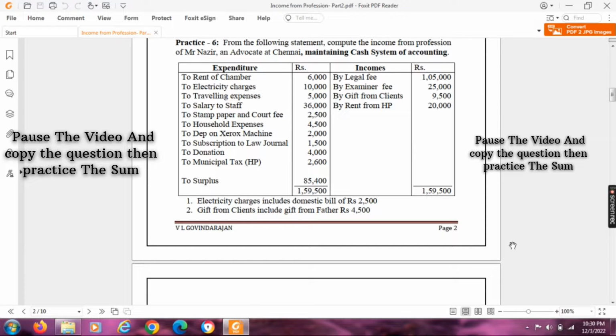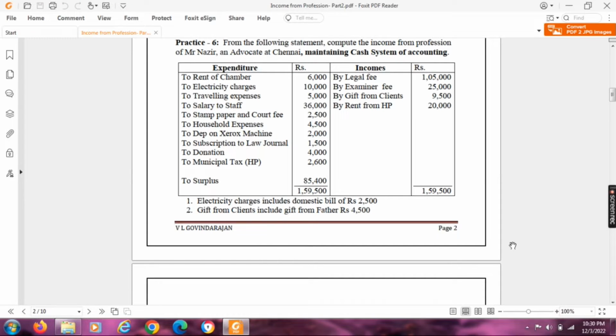Any information about the stock, opening stock and closing stock, should be ignored if the information is not given. Maintaining the cash system of accounting means opening stock and closing stock will be adjusted with the purchases of any stationery item because he is an advocate. Not medicine; medicine is applicable only for doctors. But for advocates, we can adjust opening stock and closing stock with stationery or stamp paper and court fee items. Let me see the question.